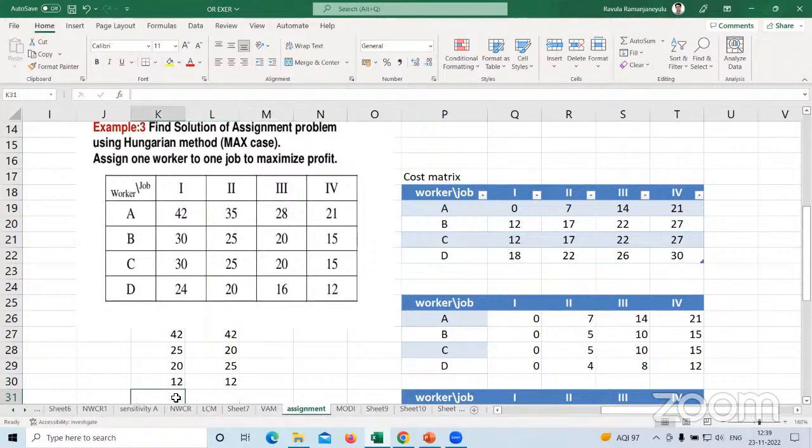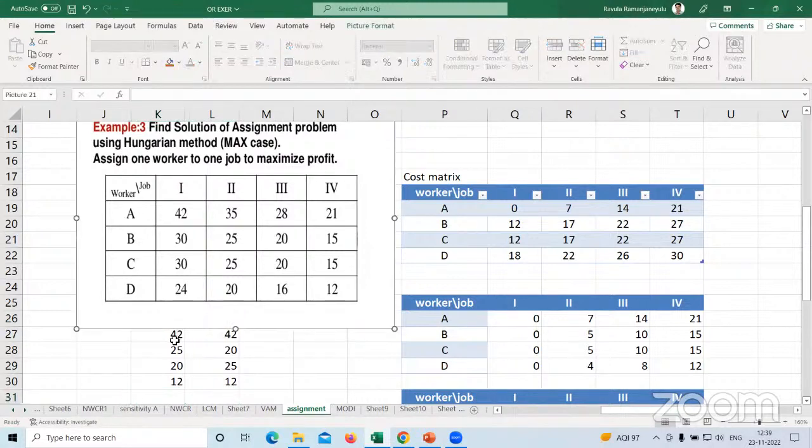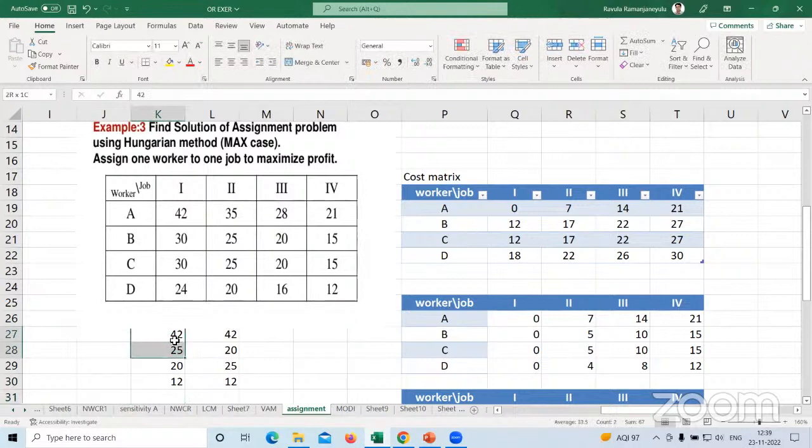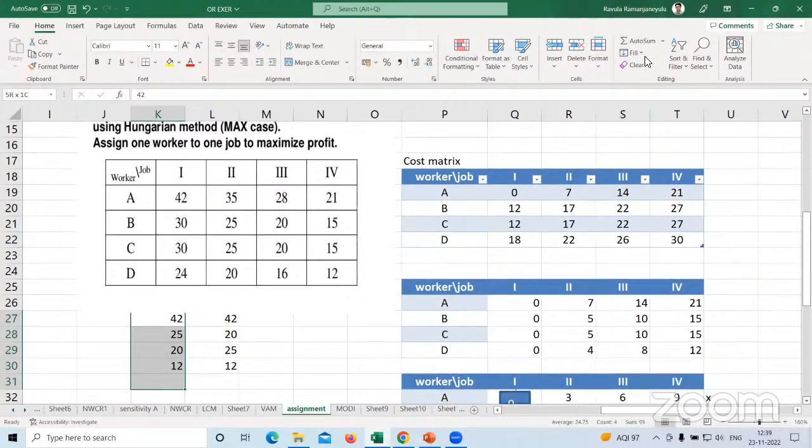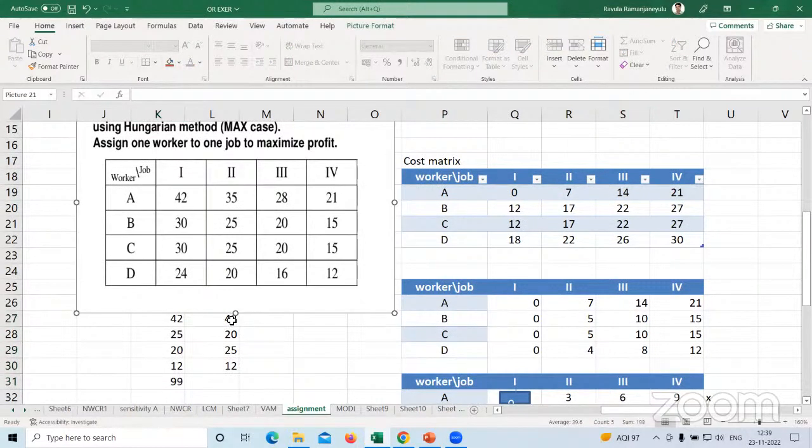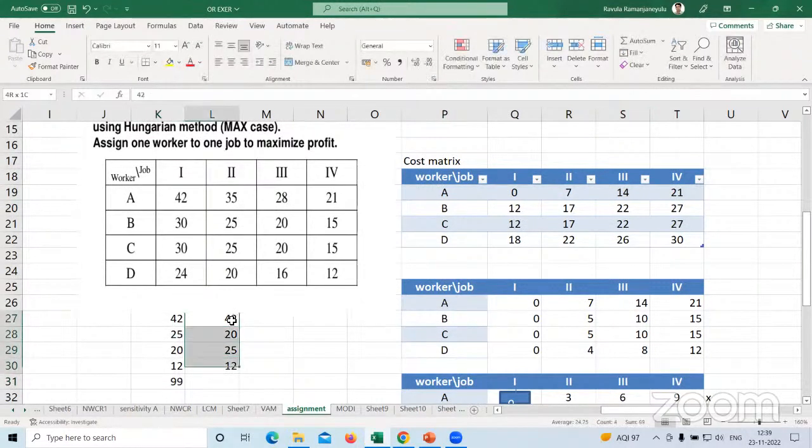Are you getting my point? Yes, sir. So anyway, you'll be getting the same answer, so we have selected in that way. The answer is 99 for this also. Even if you go with that one, you'll be getting the same answer, 99. That is your total.